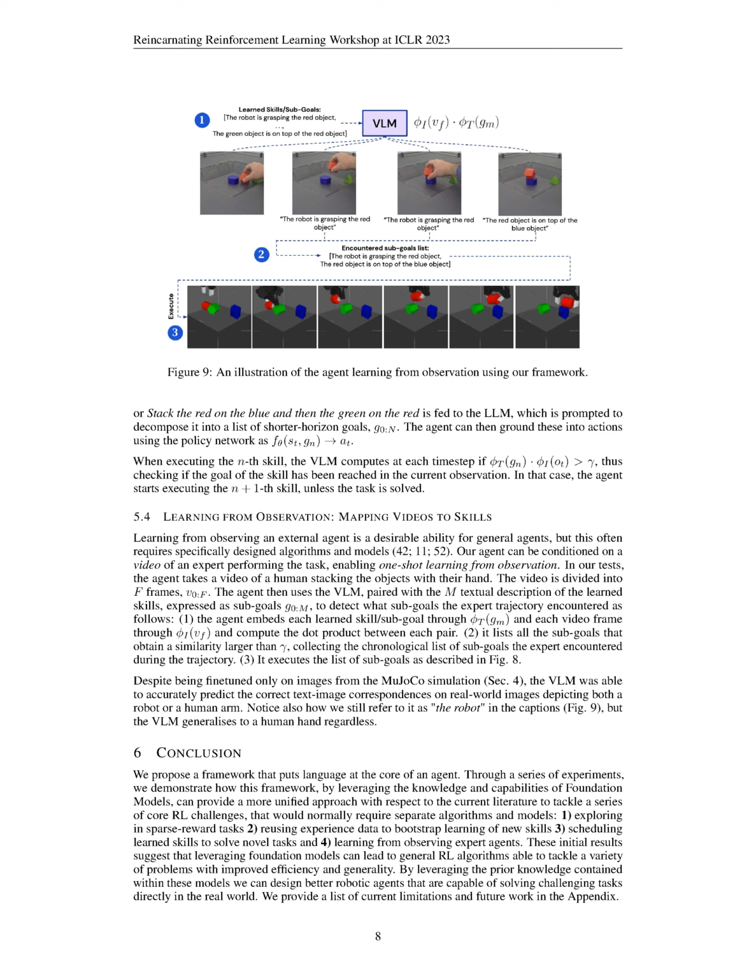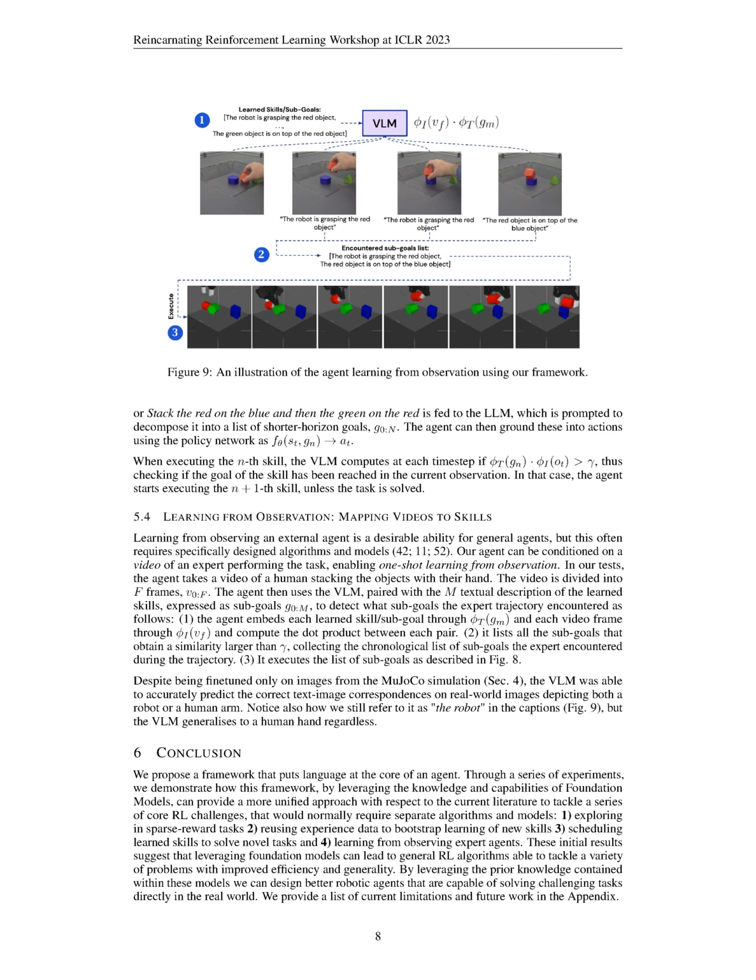Learning from observation is a desirable ability for AI agents. Our system allows the agent to learn from watching a video of an expert performing a task. This enables the agent to learn from observation in a single attempt. In our tests, the agent watched a video of a human stacking objects. The video was divided into frames. The agent then used the video learning model, VLM, along with the textual description of the learned skills, to identify the sub-goals that the expert encountered during the task.